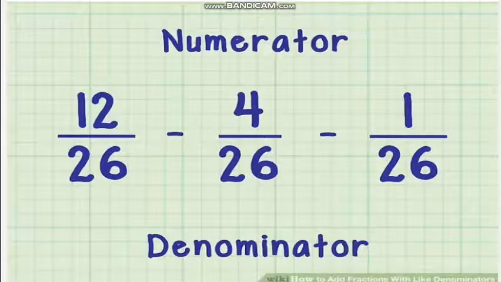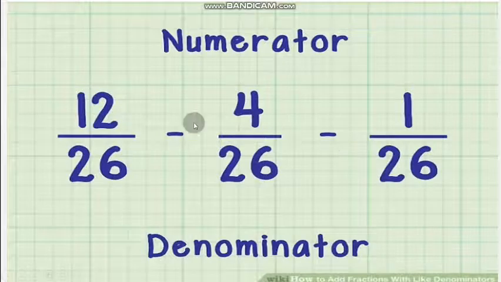First is locate the numerators and denominators. For instance, look at the equation 12 over 26 minus 4 over 26 minus 1 over 26. In this example, the numerators are 12, 4, and 1. The common denominator is 26.